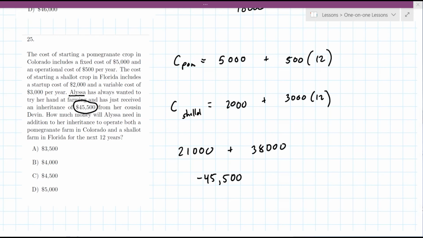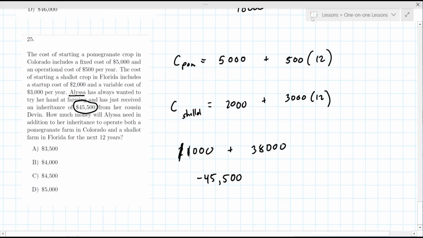Wait, is that the answer? Negative 45,000? No, that's the... these are the numbers you got, 21,000 and 3,000. Yeah. So I'm sorry, it's 11,000. I wrote the wrong number. Yeah, I was like, I got 11,000. I started looking at the solution and I was like, this is not right. And then I realized, well, I didn't get 3,800 either.